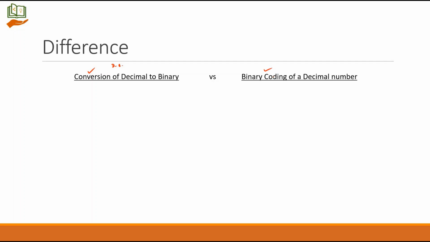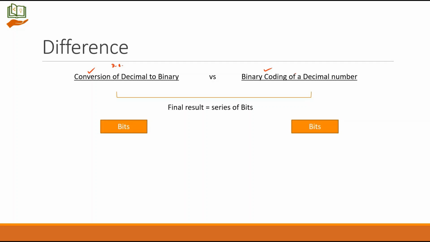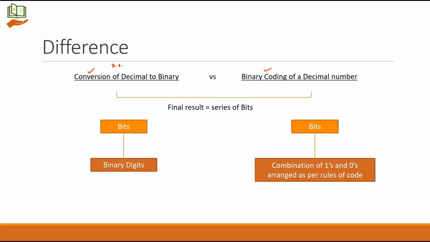What is the difference? Both will have a series of bits. Bits means binary digits. After converting decimal to binary, you will have a series of bits. In the same way, the binary code will also have a series of bits. So in both cases, bits are involved. Here the bits are the binary digits. Here the bits are combinations of ones and zeros arranged as per the rules of the code. This is the major difference.